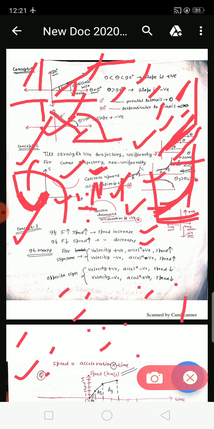Please kindly go through my lectures from lecture number 1. Otherwise it will be boring only, and you will not understand anything. So if the direction of force and speed is the same, it means that speed will increase. If it is opposite, it will decrease.